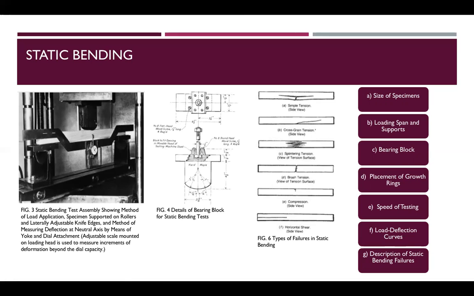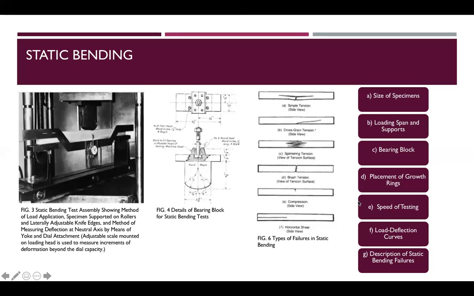So for the bearing block, of the form and size that's shown in the figure here, having a radius of 1½ inches or 38 millimeters for a chord length not less than 2 inches, and 50 millimeters should be used for the secondary method of specimen. So for the placement of growth rings, the specimen shall be placed so that the load will be applied through the bearing block to the tangential surface nearest to the pith.